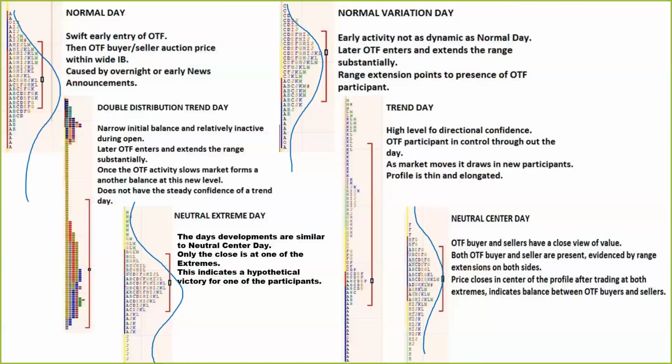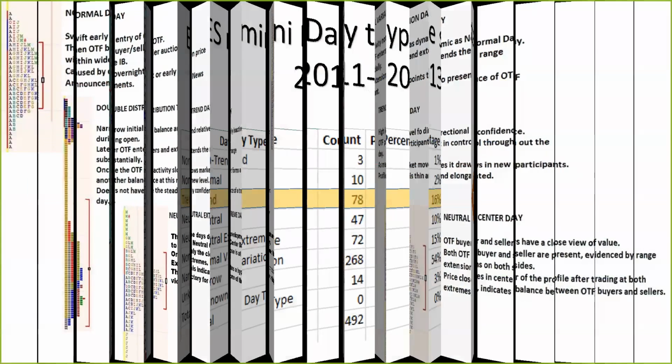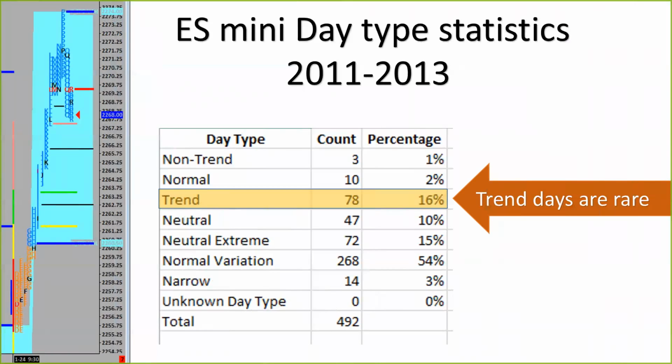So how do you know what kind of IB day it's going to be? That is an excellent question. It's all about the odds, which brings us to our next slide. Trend days. There were 2 kinds of trend days. All the rest were these neutral, non-trend, neutral extreme, normal stuff. This is a count over a 2-year period. Only 16% of the days were trend days, which is probably why I'm so bad at trend days, because I just assume it is not going to be a trend day.